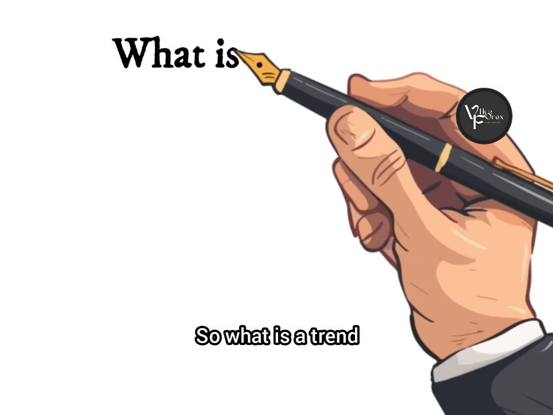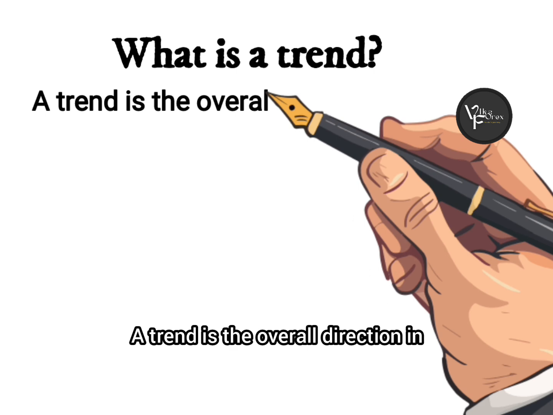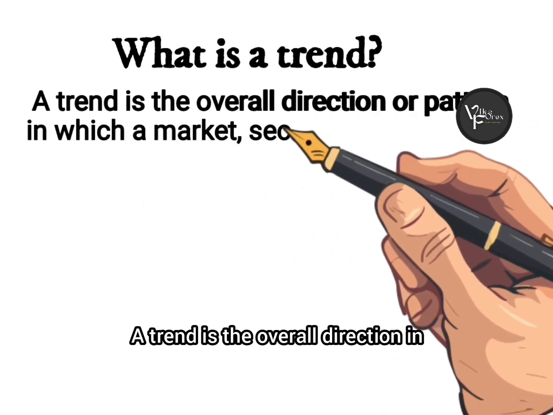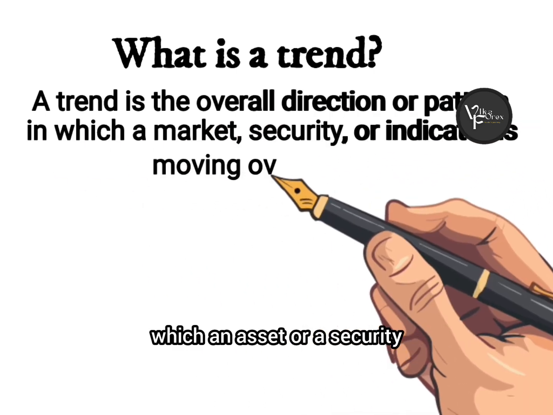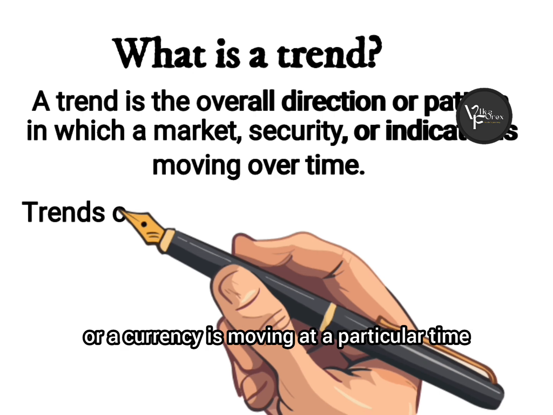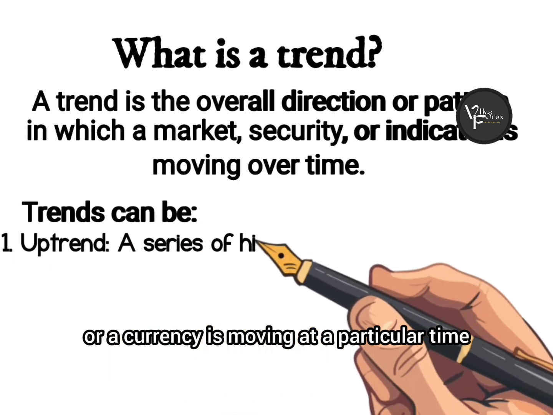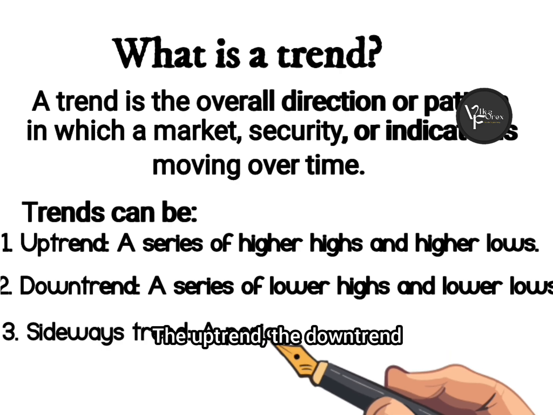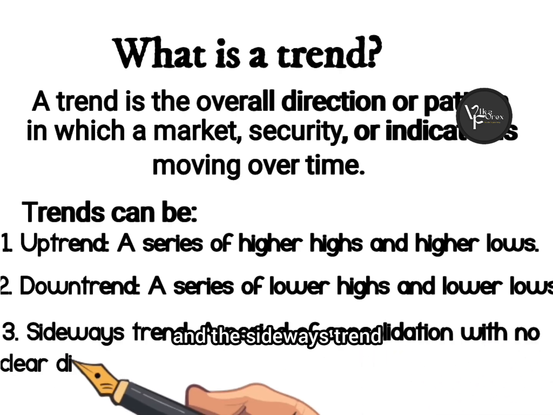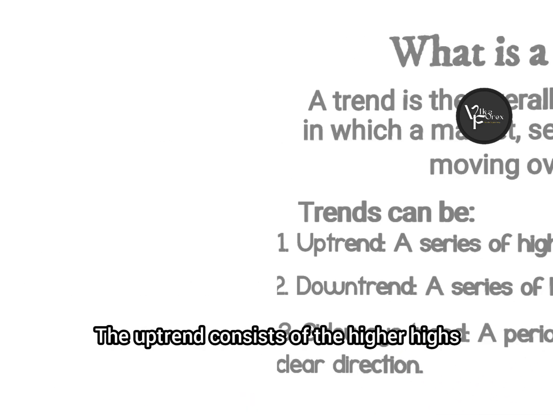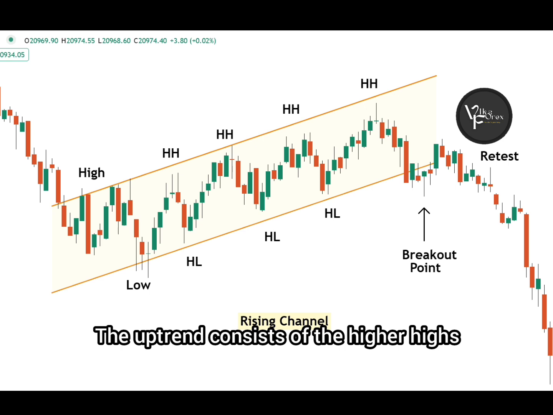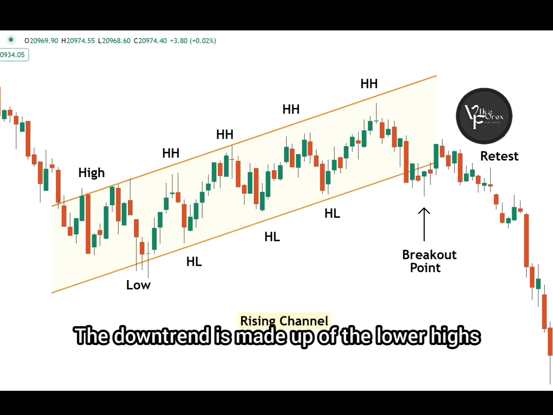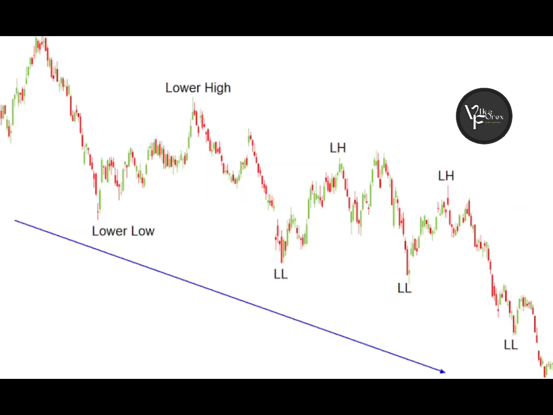Let's go. So what is a trend? A trend is the overall direction in which an asset or a security or a currency is moving at a particular time. So there are basically three types of trend: the uptrend, the downtrend, and the sideways trend. The uptrend is made up of the higher highs and the higher lows. The downtrend is made up of the lower highs and the lower lows.